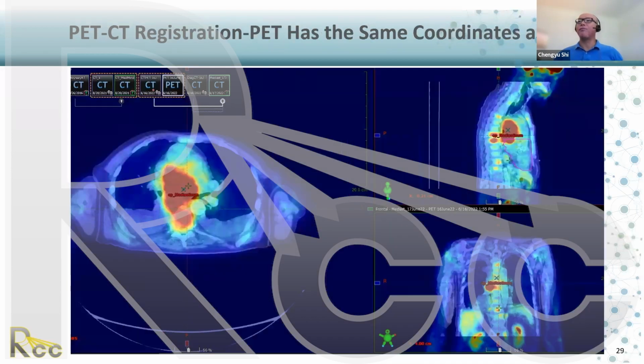And for PET-CT, the CT with the PET has the same coordinate as the PET. Your planning CT may have another coordinate, but you do the CT to CT registration first, and then the PET will auto align. So again, if you can, try to use that.